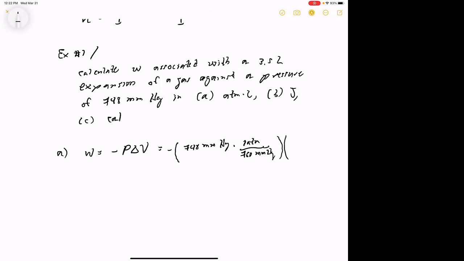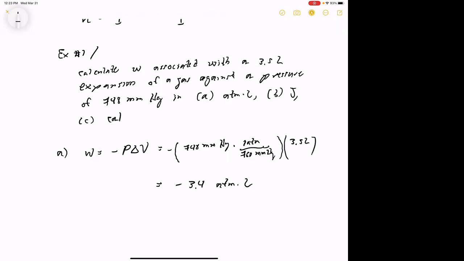And what's my delta V? It turns out I've got a 3.5 liter expansion. So I'm going to multiply by 3.5 liters here. That's the change in volume that I'm seeing. And what I'm going to get is a minus 3.4 atmosphere liter change in work or energy.